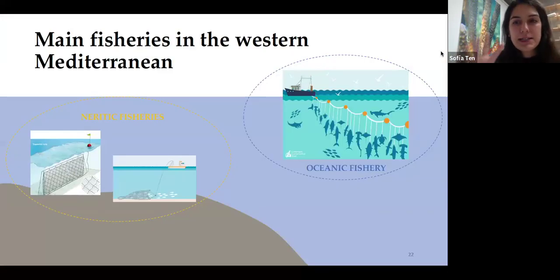So for that, it's important to know that we have two main groups of fisheries in the Western Mediterranean. We have neritic fisheries, trammel net and trolling, and we also have, now a bit less, but we used to have a lot of pelagic longline. So I'm going to be plotting turtles that were captured in neritic fisheries, so near the coast or closer to the coast, in yellow, and those that were captured by pelagic longline, so in the open ocean, as blue.